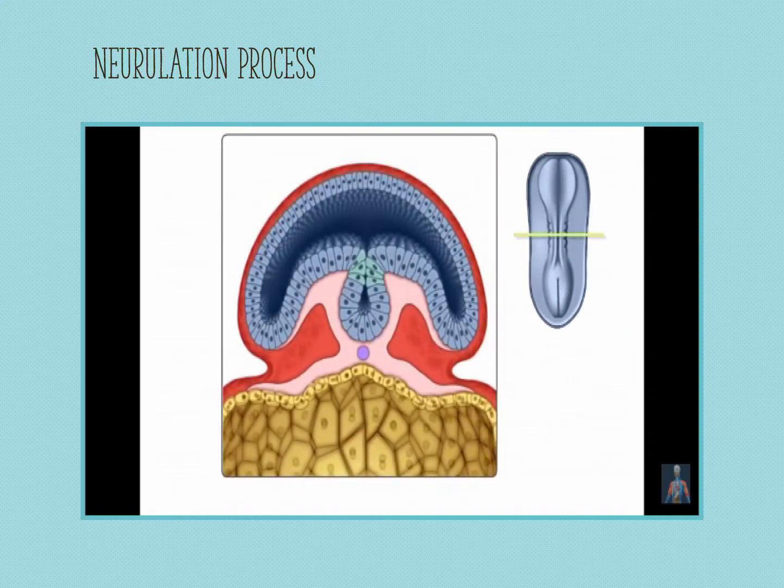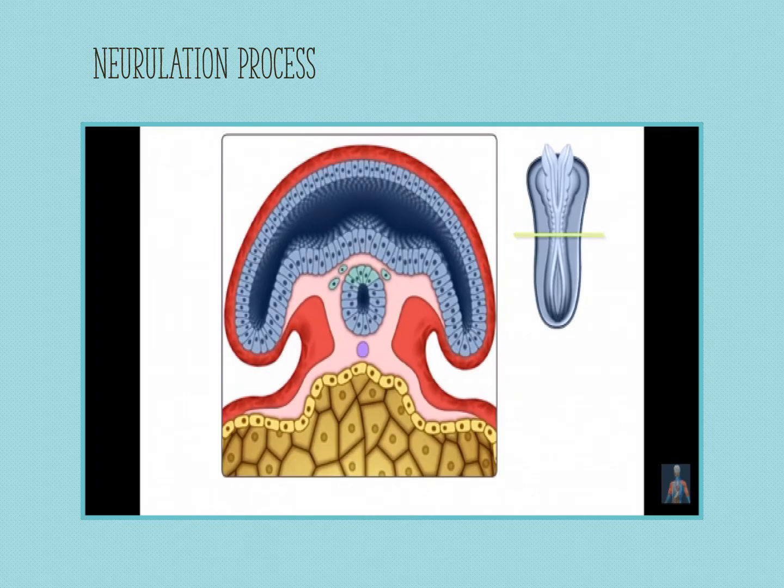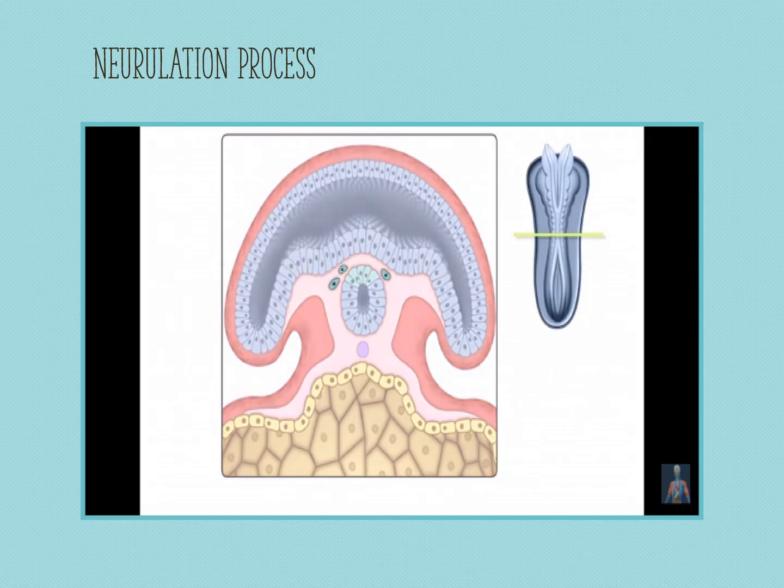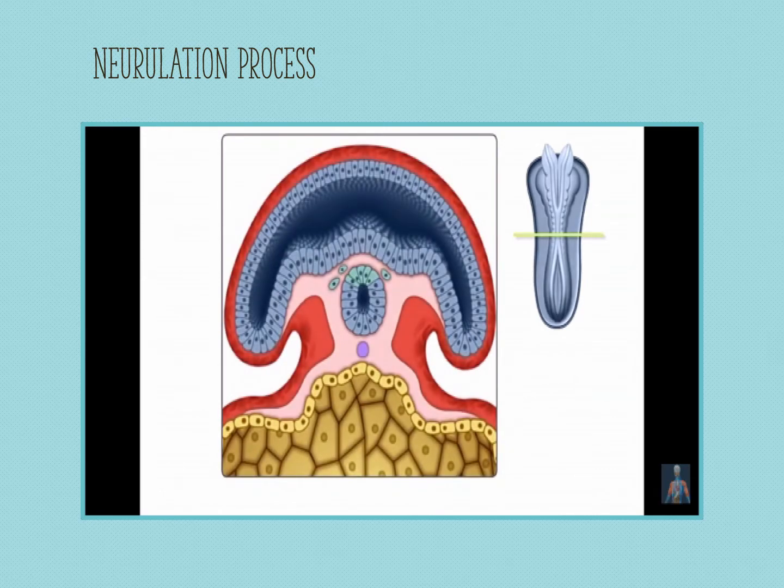During the closure of the neural tube, cells on the crest of the neural folds detach, forming a new cell population called the neural crest. These cells contribute to the formation of the peripheral nervous system. Once the neural tube has completely fused, the process of neurulation is complete.